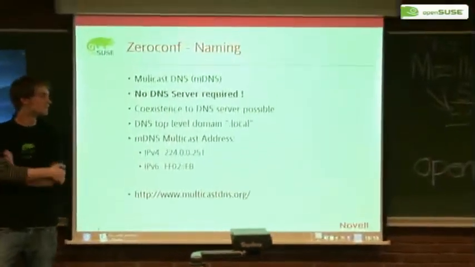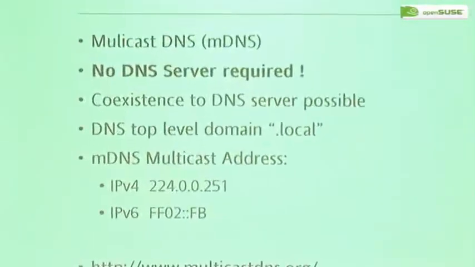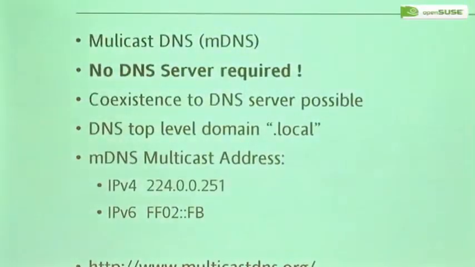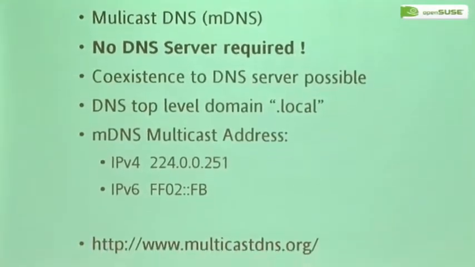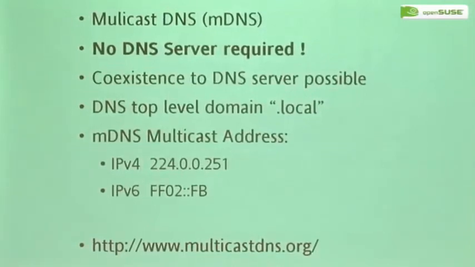The naming is done with a technique called multicast DNS. It's an invention of Apple. The main goal is that no central DNS server is required. It works mostly exactly as plain DNS, except that your naming requests are not sent to a central DNS server. They are sent to a multicast address, and here you see the addresses. The responding to these requests is done by a so-called mDNS responder, which works in the background and listens on port 5353. So when there is a DNS server in the network, it can coexist, since they use different ports.